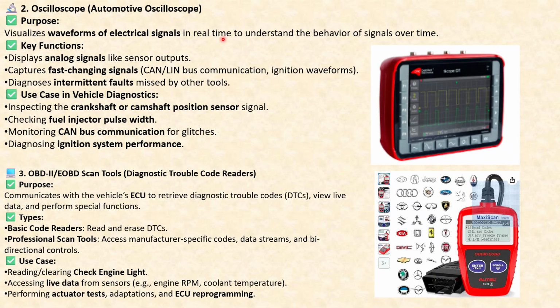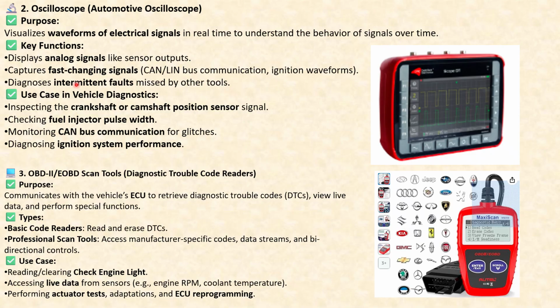Next is the oscilloscope, or more specifically automotive oscilloscopes. The purpose is to visualize the waveforms of the electrical signals in real time to understand the behavior of signals over time. Understand this carefully: to visualize the waveform of the electrical signal in real time. Based on this only, you understand the behavior of the signal over a given span of time.